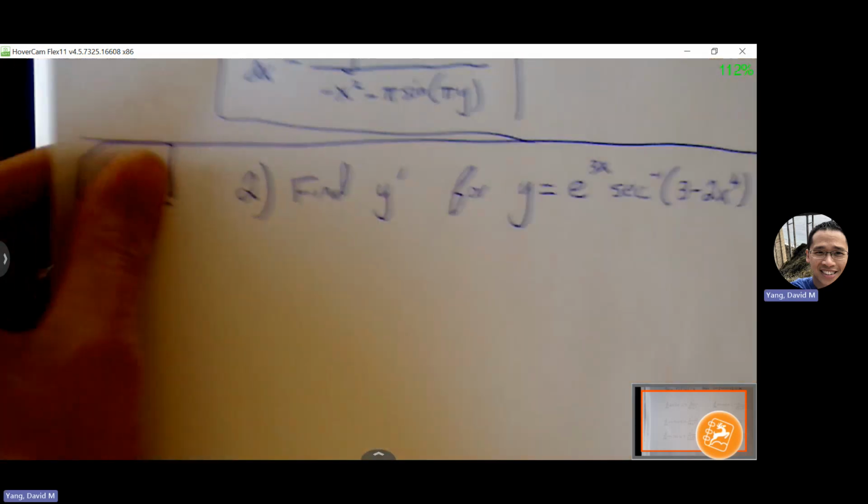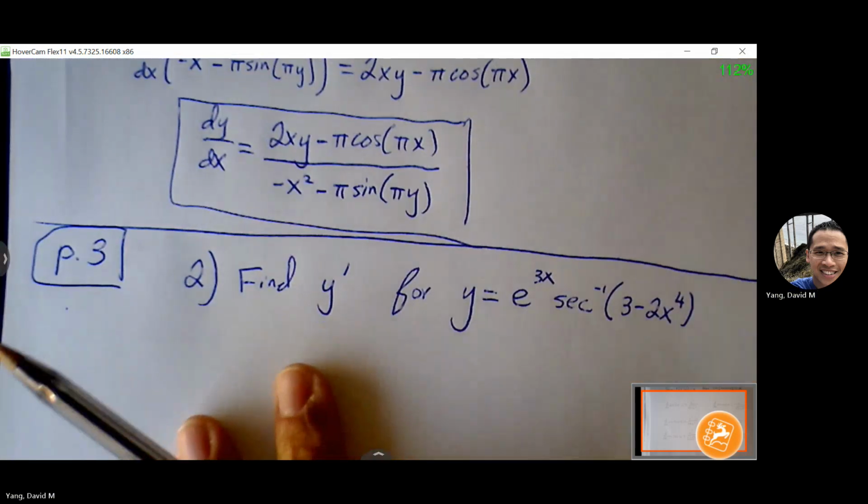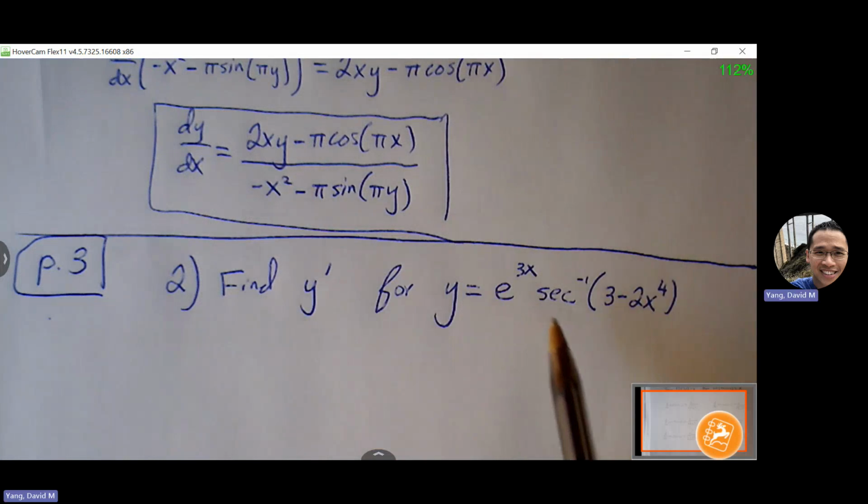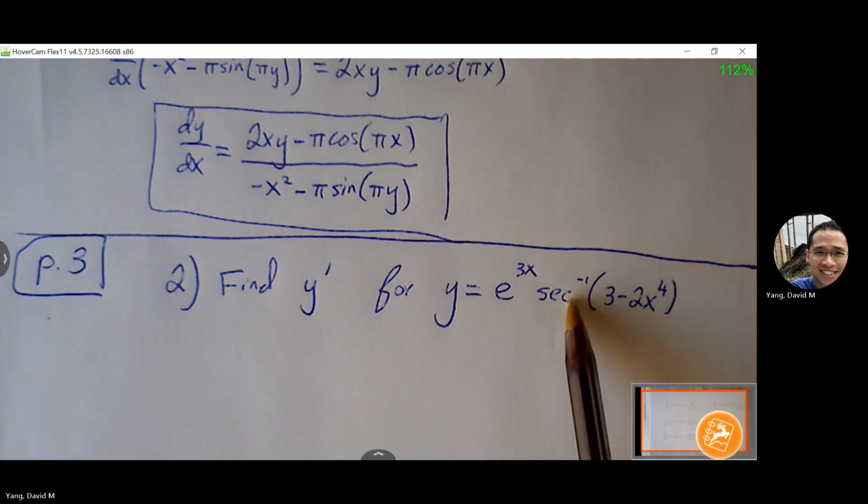Okay, here's number 2. Arcsine and inverse of sine, these are the same rule, just different notation. So when you see that notation, it's not secant raised to -1. This is arcsecant.